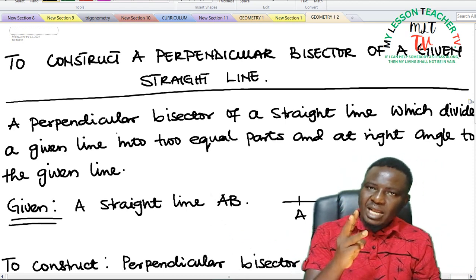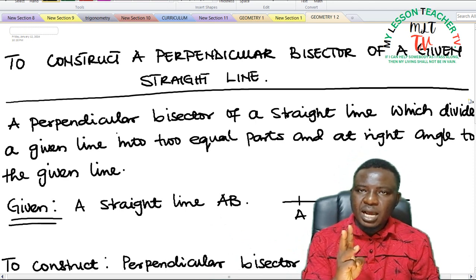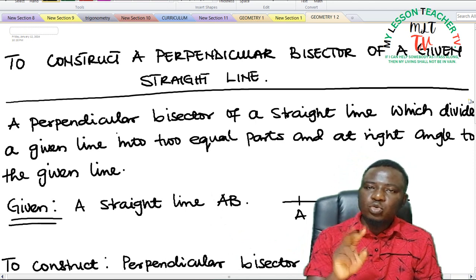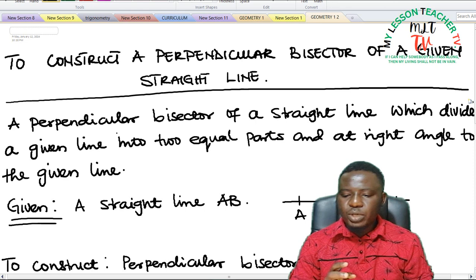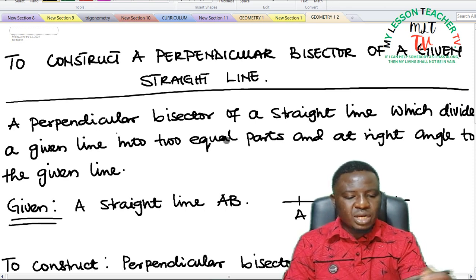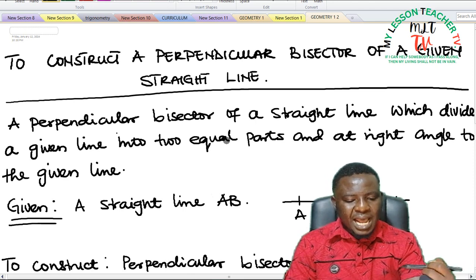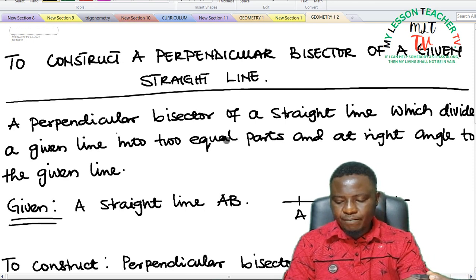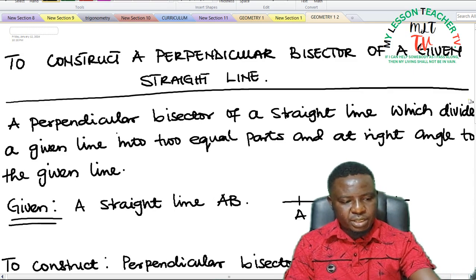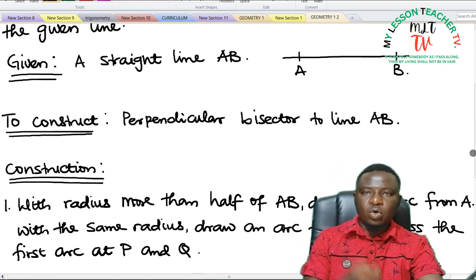Remember, perpendicular in the sense that it is crossing the line AB only at one point, and a bisector such that it is dividing that line AB into 2 equal parts. So how do we construct such a perpendicular bisector? We say a perpendicular bisector of a straight line divides a given line into 2 equal parts and is at right angle to the given line. From the question, all that is given is a straight line AB. So how do we construct a perpendicular bisector to AB?